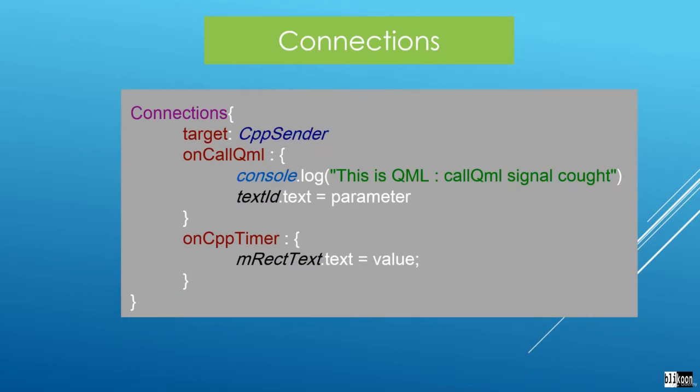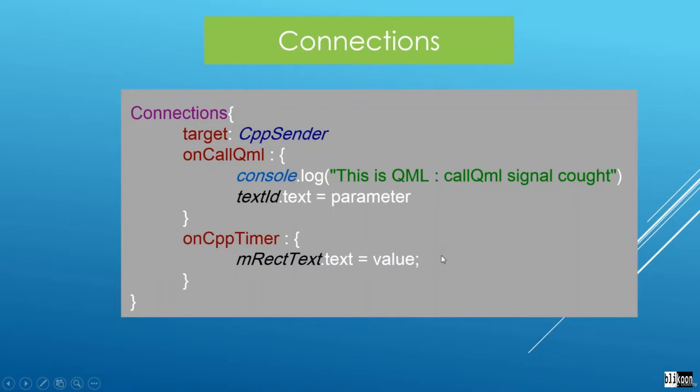What we want to do is to define a C++ class, and the class is going to emit some signals. One of the signals is going to be called callQML, and the other is going to be called cppTimer. We want to connect to those signals.